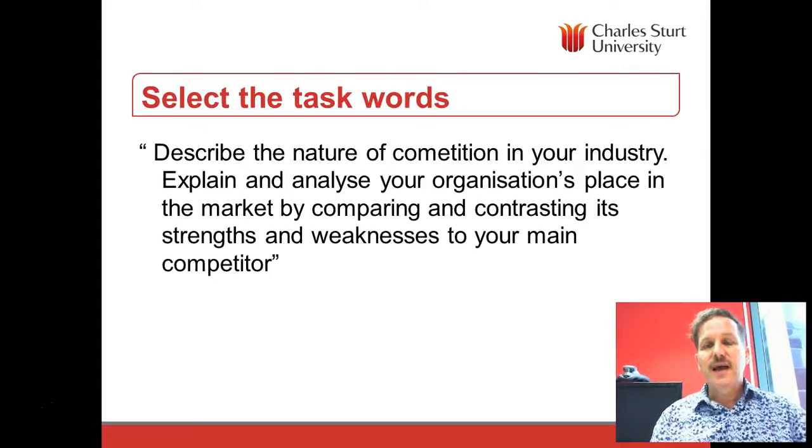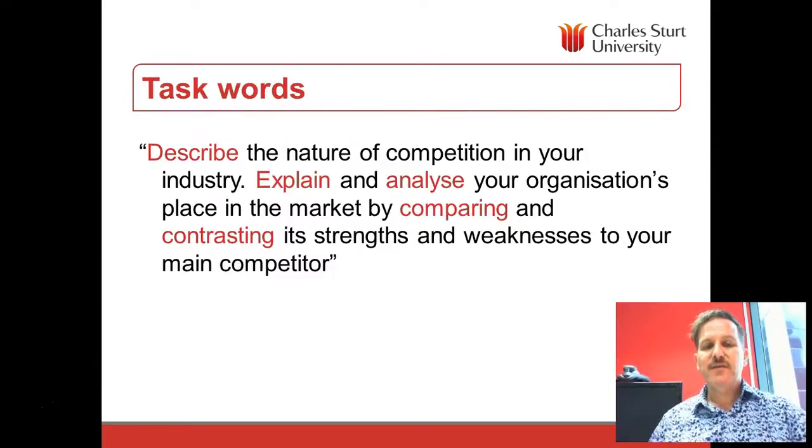So let's look at an example. Select the task words in this assignment question. Describe the nature of competition in your industry. Explain and analyze your organization's place in the market by comparing and contrasting its strengths and weaknesses to your main competitor. So look at the task words here. Describe the nature of competition in your industry. Explain and analyze your organization's place in the market by comparing and contrasting its strengths and weaknesses to your main competitor.